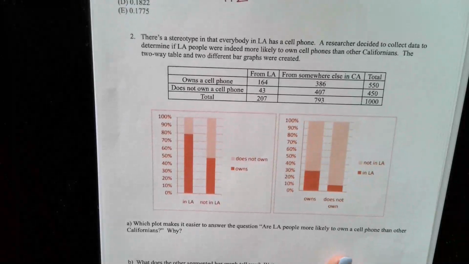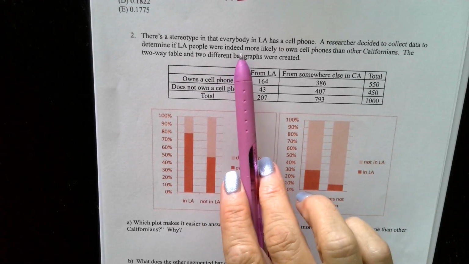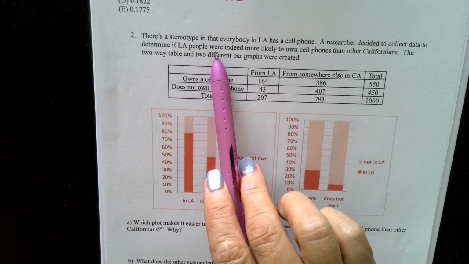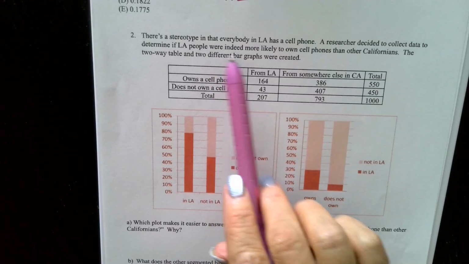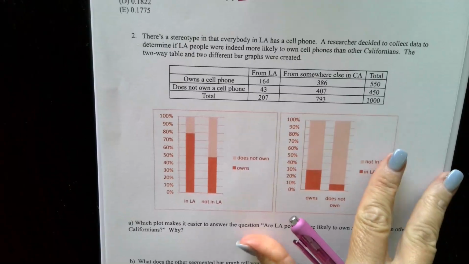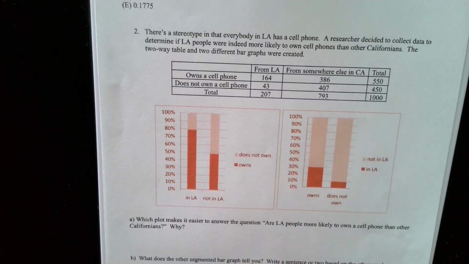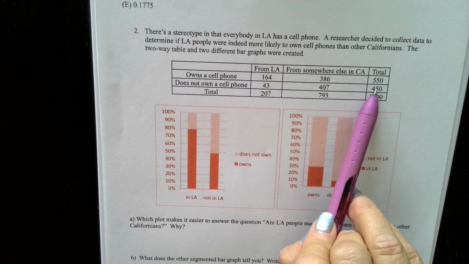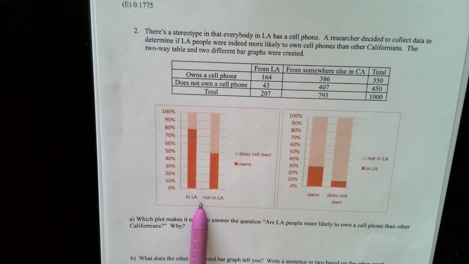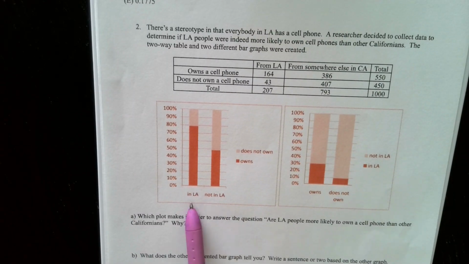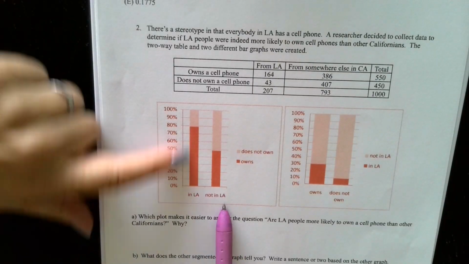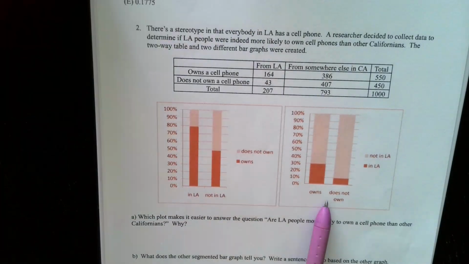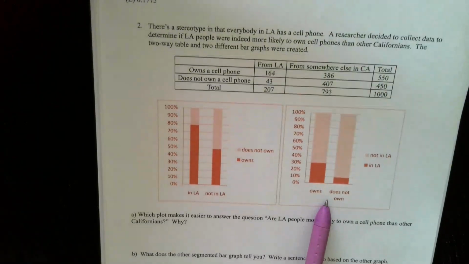So here's another question. There's a stereotype that everybody in LA has a cell phone. Researchers decided to collect data to determine if LA people were indeed more likely to own cell phones than other Californians. The two-way table and the two different bar graphs were created. Okay? So I have the tabular data right here, and then I have a segmented bar graph that says LA here on the bottom and owns and doesn't own, and then I have owns or doesn't own, and then I'm looking at just LA or not in LA. Okay, so let's look at our questions.